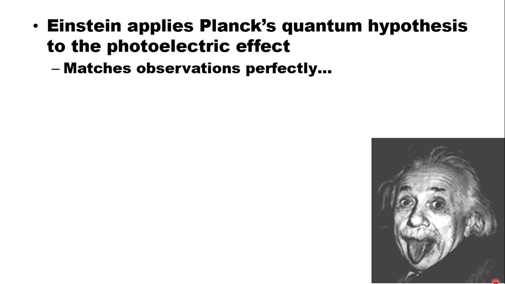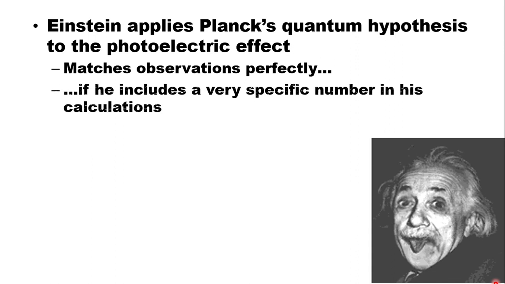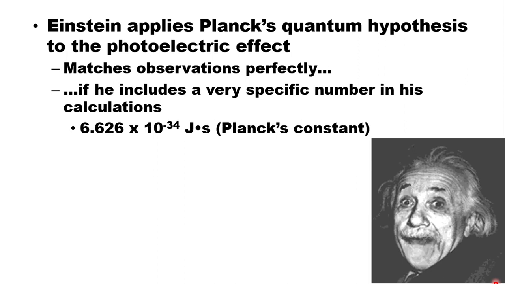And in fact, what he showed was that treating light like particles matched theory perfectly with observations as long as he included a very specific number in his calculations. You can probably guess what that number is. It's Planck's constant, 6.626 times 10 to the negative 34 joule seconds. Well, now, the quantum hypothesis is well on the way to becoming quantum theory because it's done something amazing.